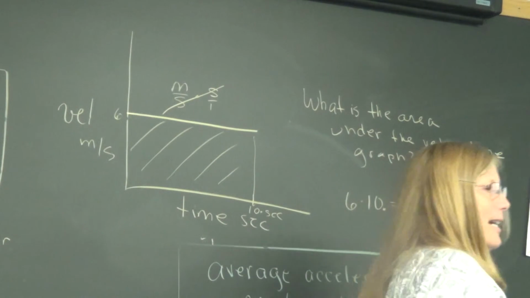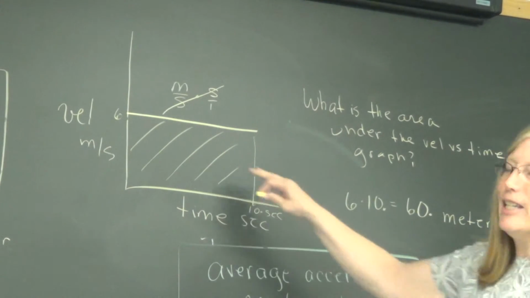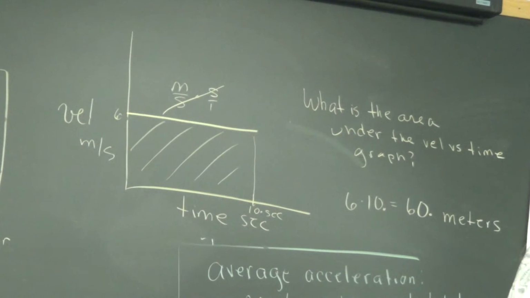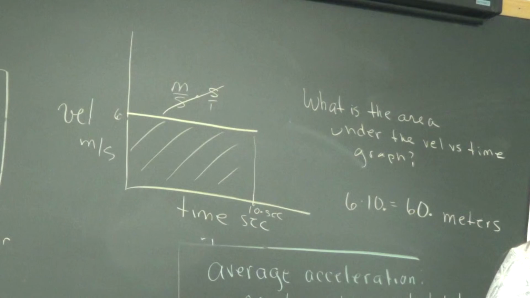What is that? Is that a velocity? What kind of quantity is 60 meters, Brandon? Distance, which we've upgraded to displacement. Do you see what I'm saying? You take the slope of a displacement versus time graph and you get velocity. You take the slope of a velocity versus time graph and you get acceleration. The area under a velocity time graph is displacement. It's just a beautiful thing.